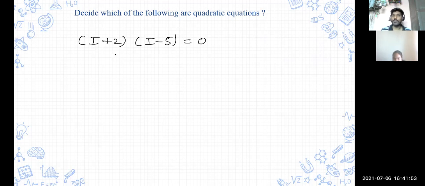So here what you have to do is bracket to bracket multiplication. Do you remember how to do bracket to bracket multiplication? Yes or no? You multiply it by I minus 5.